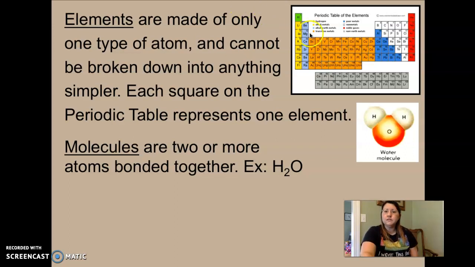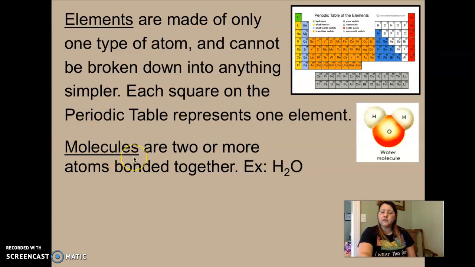So each one of these squares on the periodic table represents one particular element. So Fe, for example, kind of in the center here, Fe is the chemical symbol for the element iron. And all the information, all the numbers that you will find in that box are only going to be specifically relating to iron. So elements are pure substances. They cannot be broken down into anything simpler.